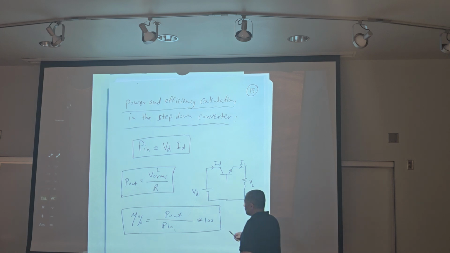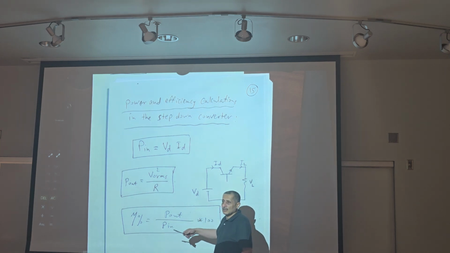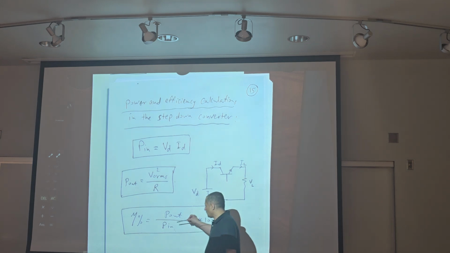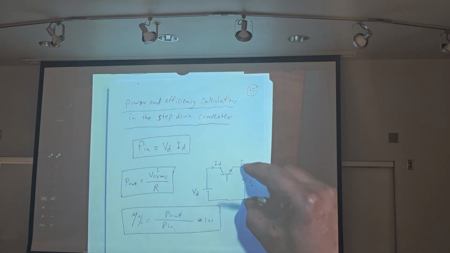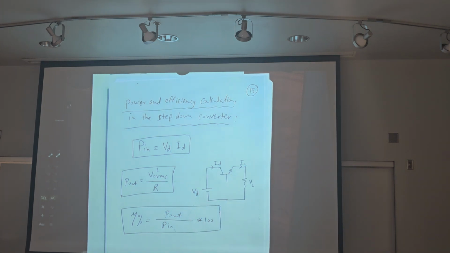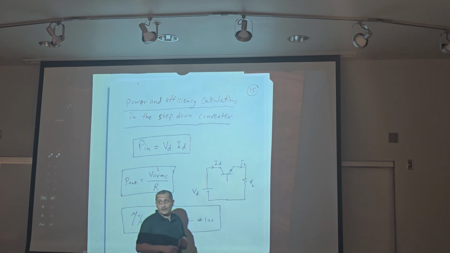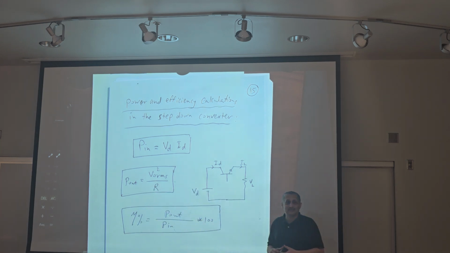So power out is the output power, and power in is the input power. Maybe you will ask me why here we used RMS, not DC. We use the AC value, not DC. Why? That is my question: why do we use AC, not DC?